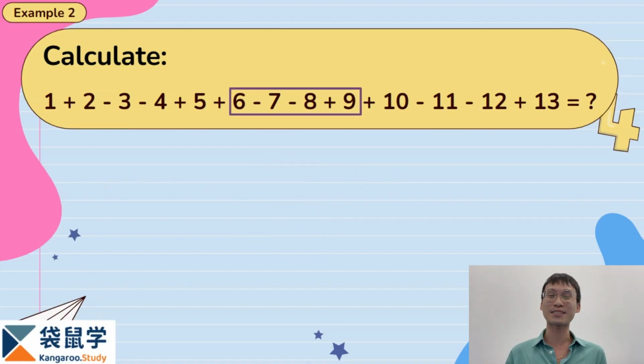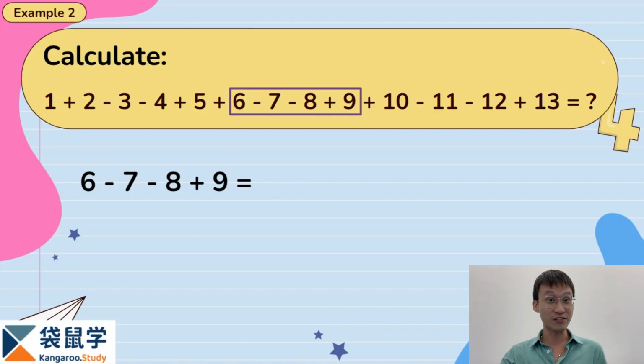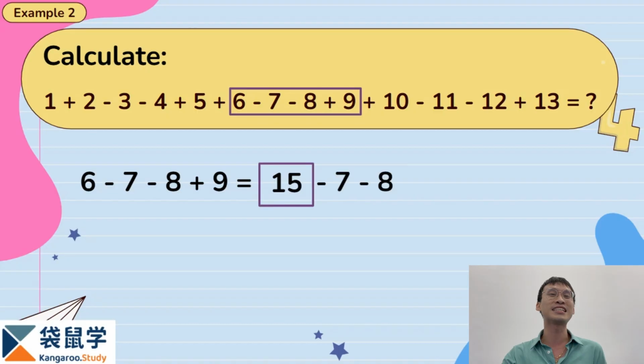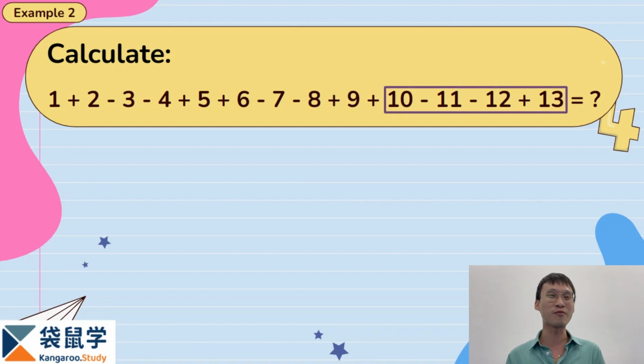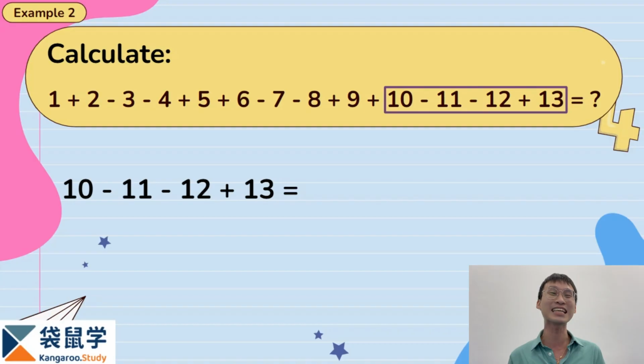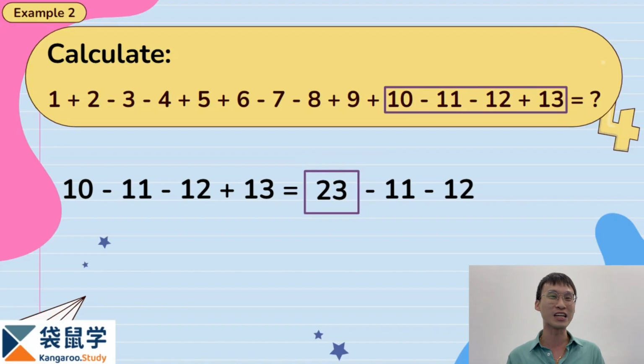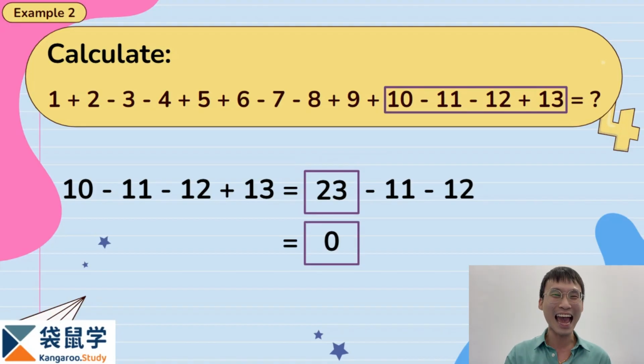Let's test another. So we have 6 minus 7 minus 8 plus 9. So what was the trick that we did? Jump over. Very good. So we take 6 plus 9 and we will get a value of 15. And 15 minus 7 minus 8 will give us a value of 0. Let's do one more. So we have 10 minus 11 minus 12 plus 13. So we take 10 plus 13 to give us 23. And 23 minus 11 minus 12 will give us 0 again.